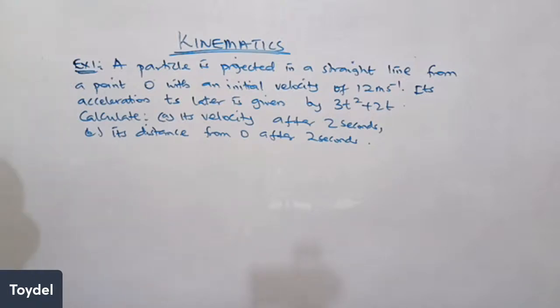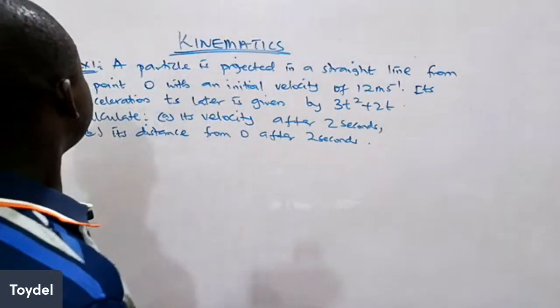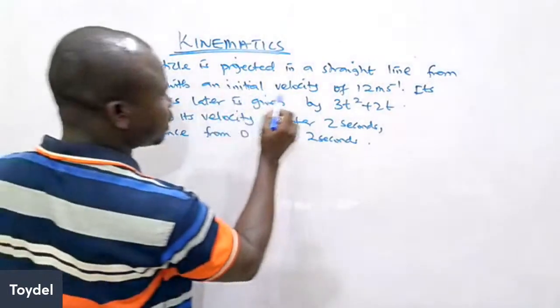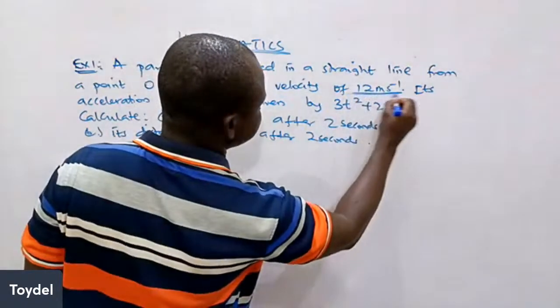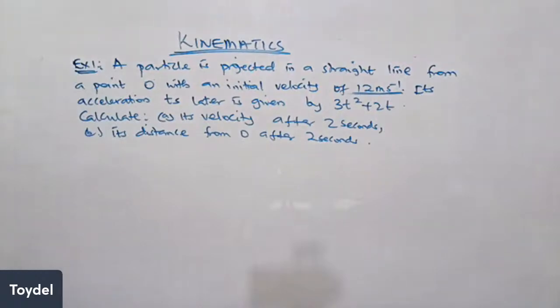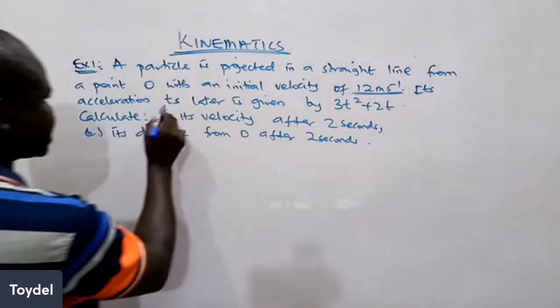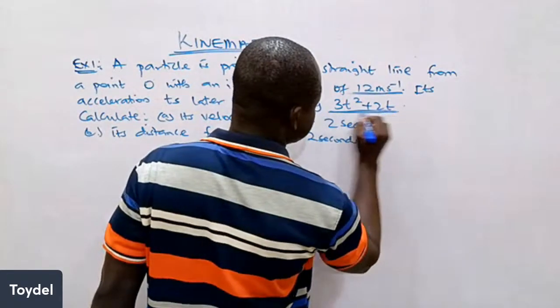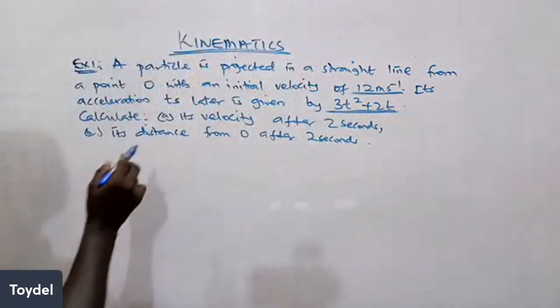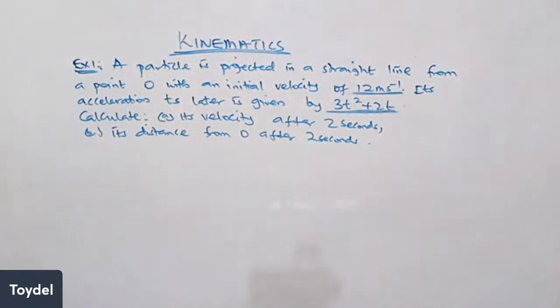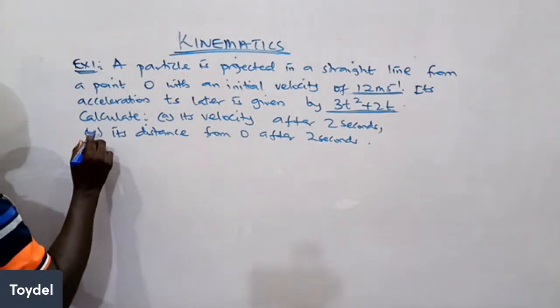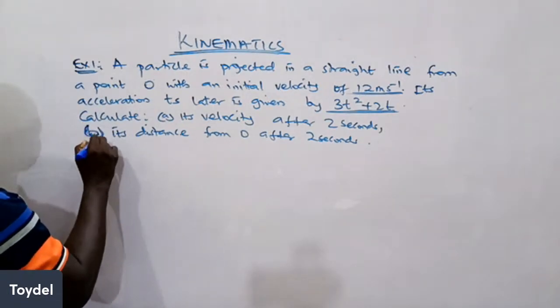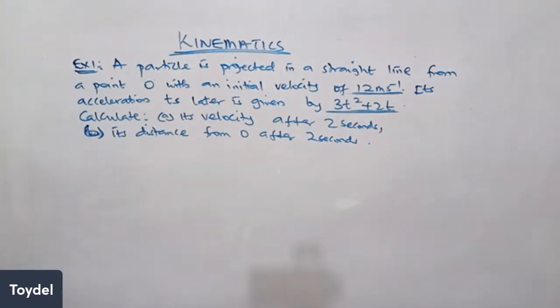A particle is projected in a straight line from a point 0 with an initial velocity of 12 meters per second. Its acceleration t seconds later is given as this. We have to calculate its velocity after 2 seconds. Then the other part of the question says that we should calculate its distance from 0 after t seconds. So these are the two questions that we are asked to solve.